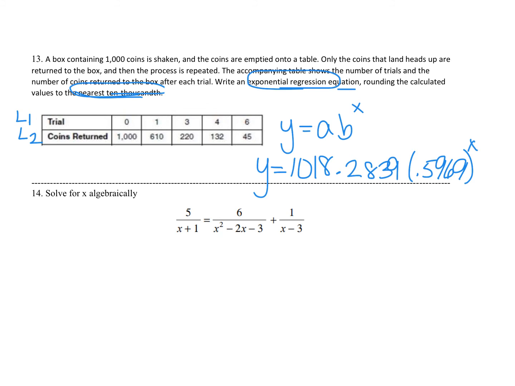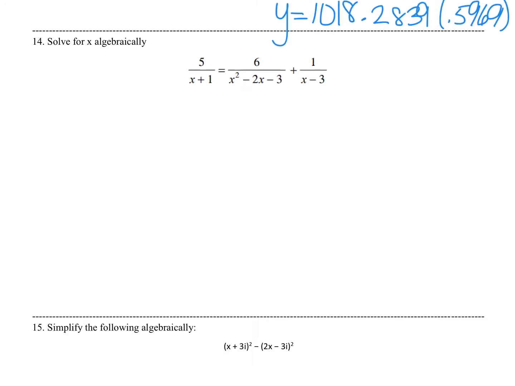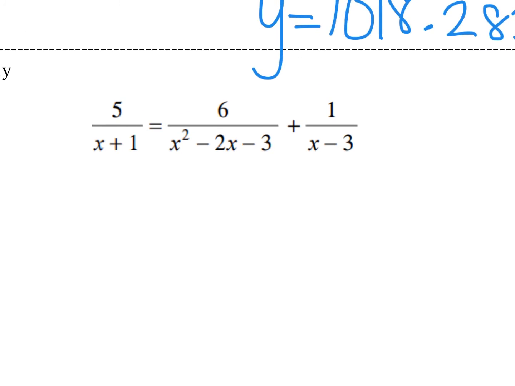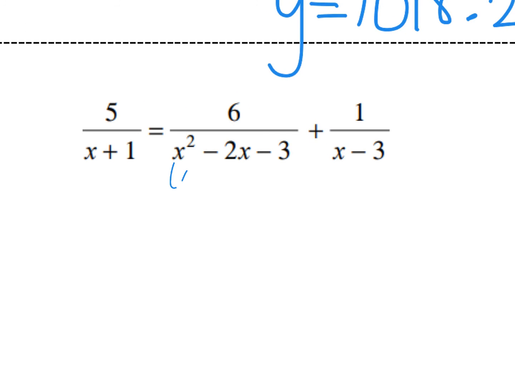0.5969. Yep, that's 4 places. Okay, next one. Next one is getting the bottoms the same and crossing them off. So first off, factor the bottoms you can. I can factor this one with AM. Factors of -3 that add to -2 are -3 and +1.